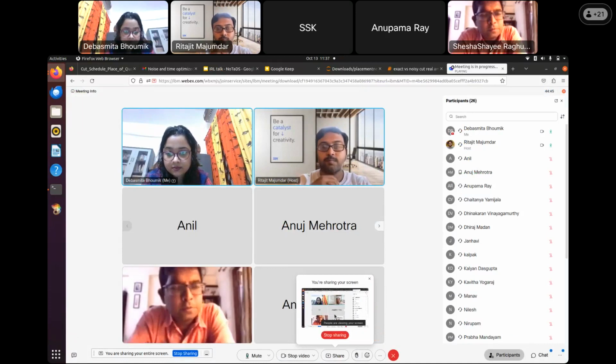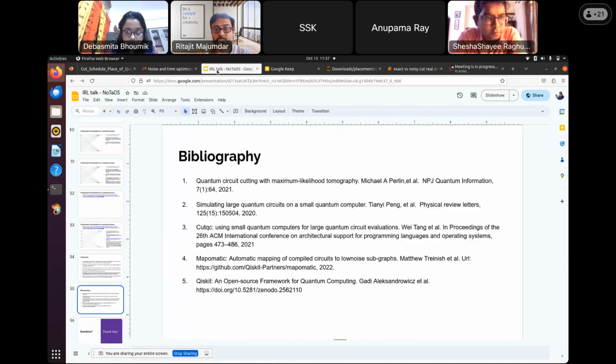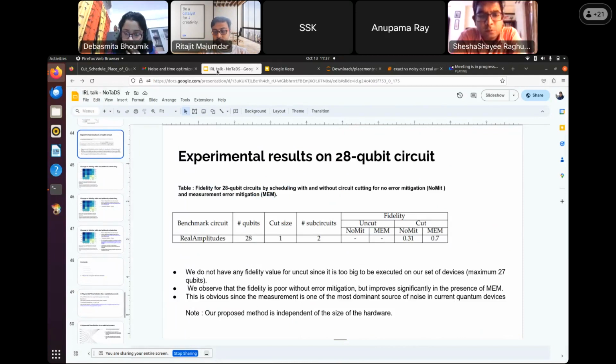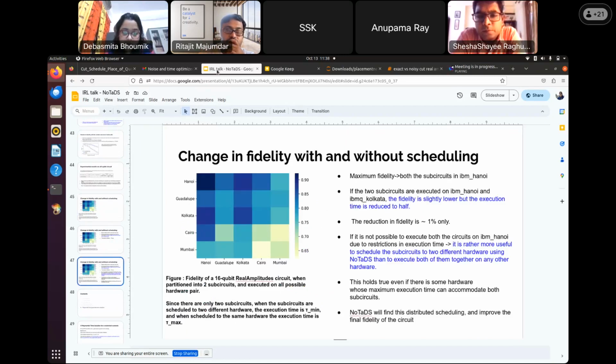I have a question, Debasmita. You had a chart where you were showing fidelity across different combinations of machines. Can you go to the next page? Okay. This one was obtained on a particular circuit, a real amplitude circuit, and it was tried out on all of them. So how do you generalize this idea to any circuit or any combination?